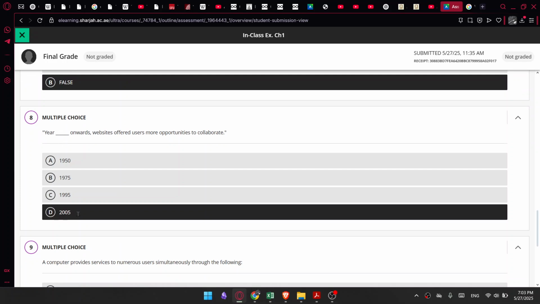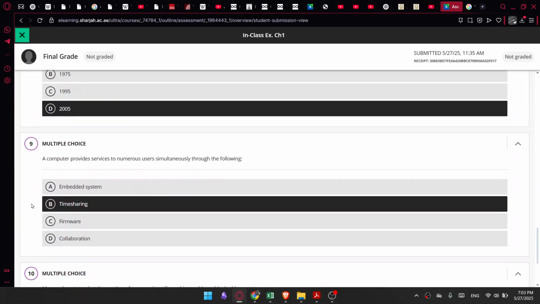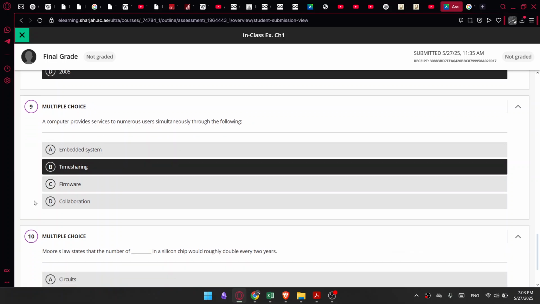In which year did websites offer users more opportunities to collaborate? It was in 2005. A computer provides service to numerous users simultaneously through the following: time sharing.